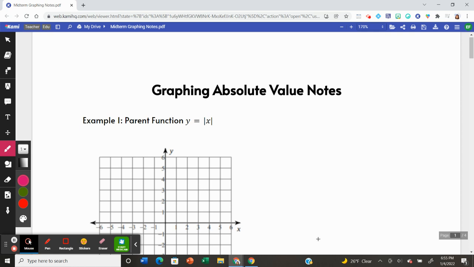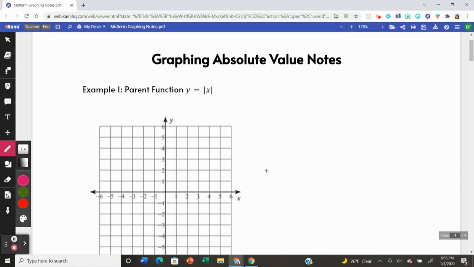Hello again. Today's video is about graphing absolute value functions. So we're going to start off our first graph here with the parent function of our absolute value graph. Hopefully we recall that the vertex is at 0, 0, the origin.